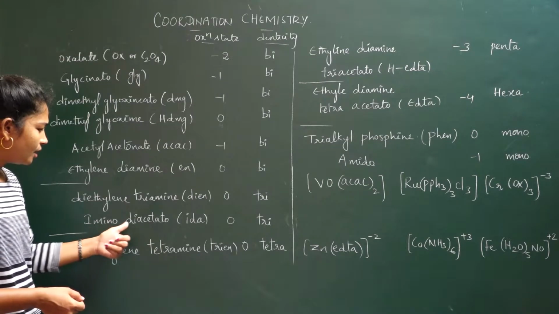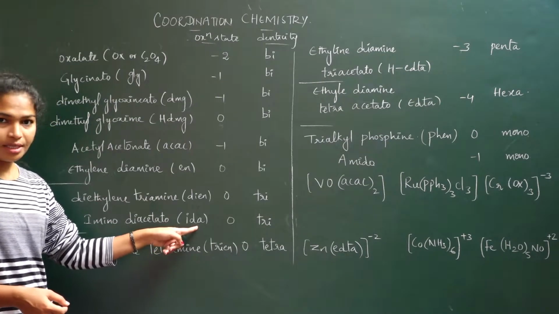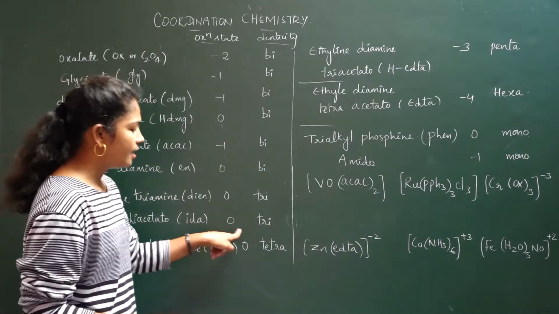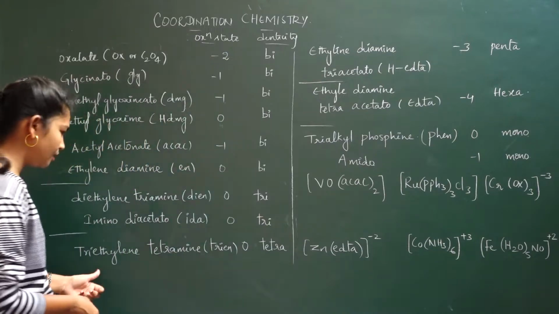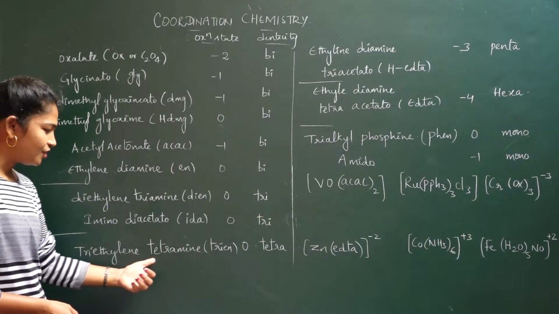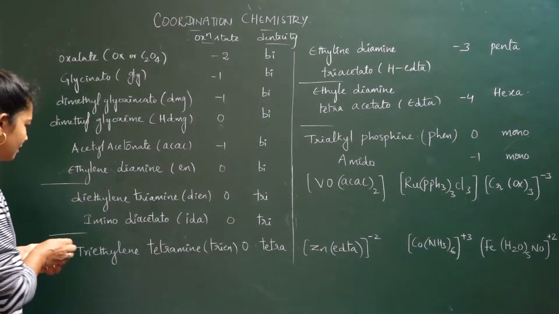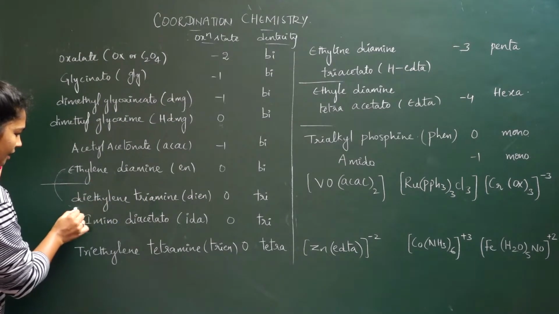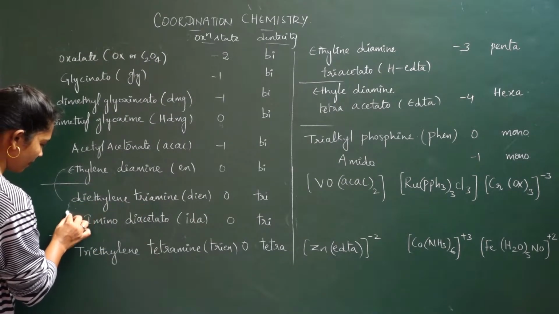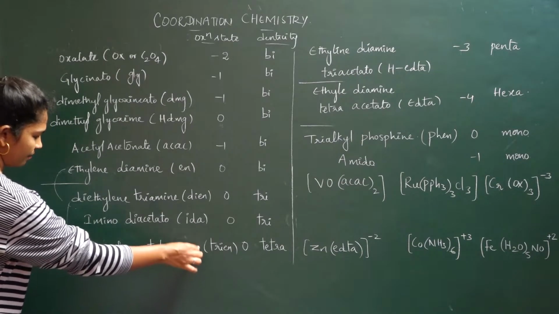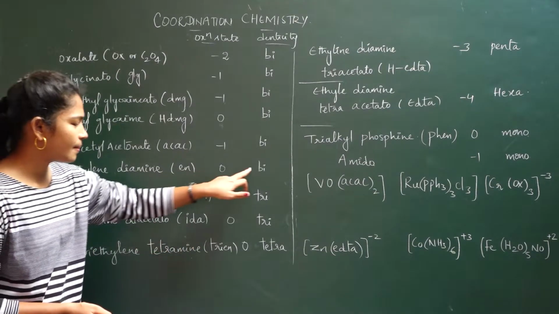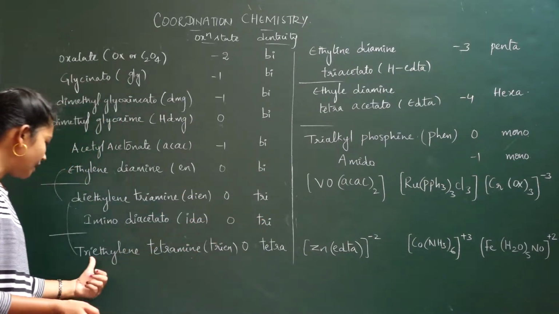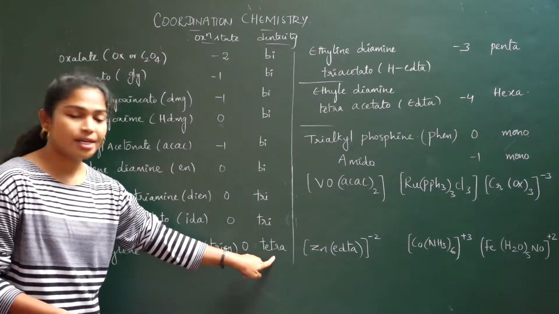And imino-diacetate, IDA. It is also a neutral compound and it is tridentate. Then you come to tetradentate. Triethylene tetraamine, the same type of compound. See here, ethylene diamine, diethylene triamine, next, triethylene tetraamine. So here, ethylene diamine is bidentate, diethylene triamine is tridentate, triethylene tetraamine is tetradentate.